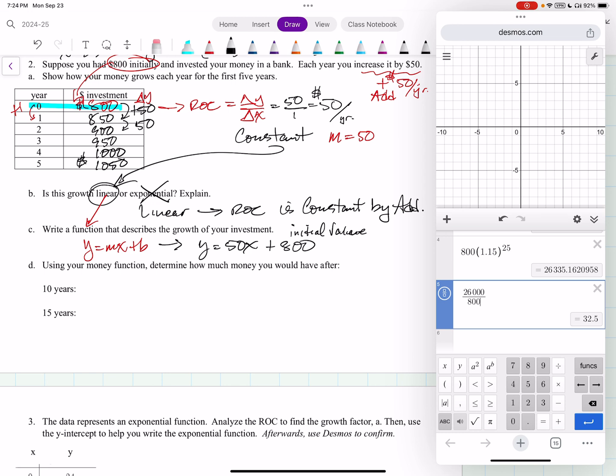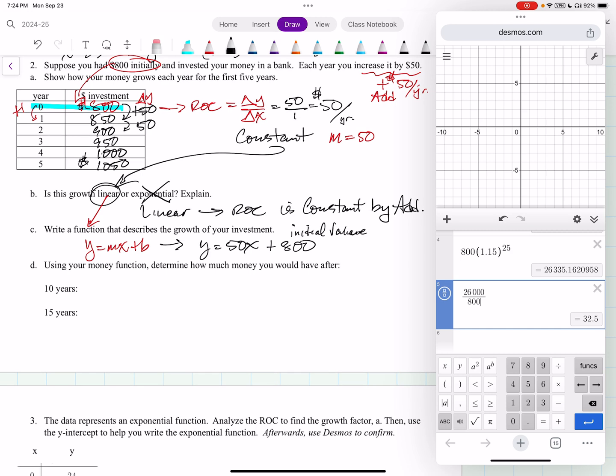Okay, so we have our linear function here, and now you needed to predict it. Like, what would you have in 10 years? What would the y value be? Let's take 50, multiply it by 10, and then add 800. Again, I'm just using the function. So that's 500 plus 800. That sounds like $1,300 in the bank after 10 years.